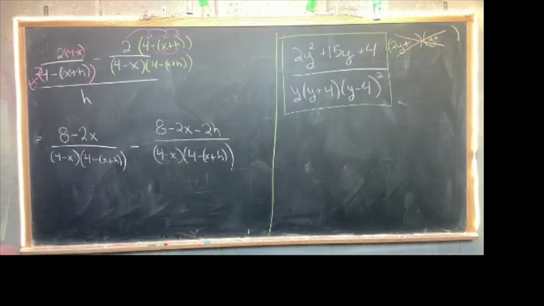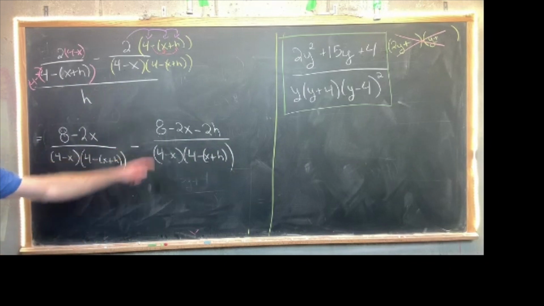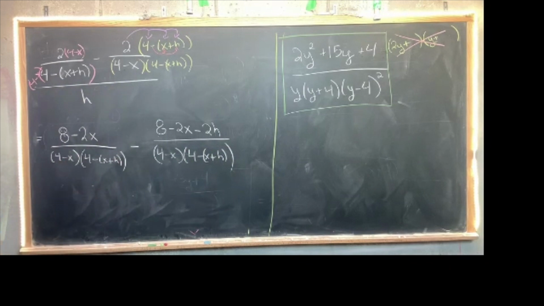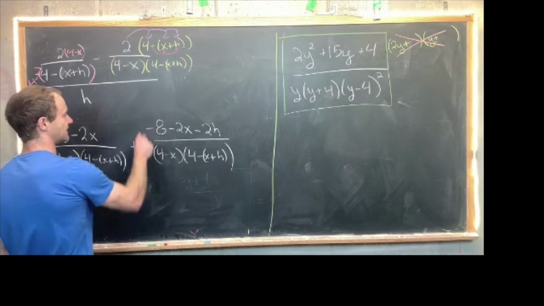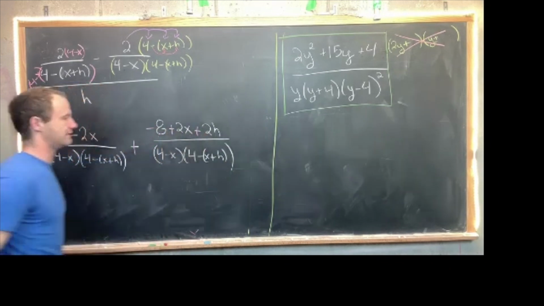Now we have common denominators, so we're good to go on that front. We want to combine these at this point, which means maybe we'll distribute this minus sign onto all of the terms in that big numerator. So we can do that by changing it to a plus and then changing the sign on all of those.